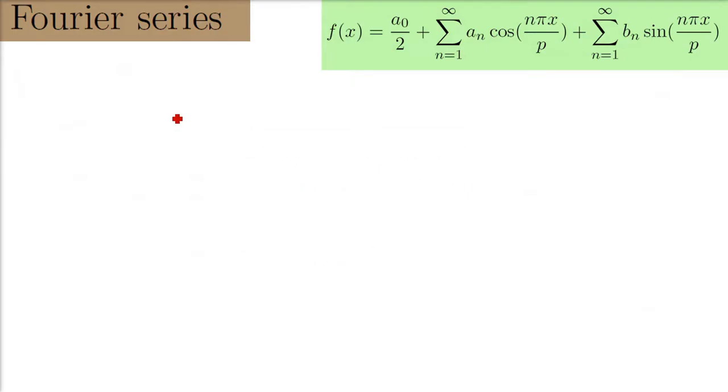Fourier series is this function or expression. Here you see Jean-Baptiste Fourier. He developed this. So the main key is the cosine and sine.